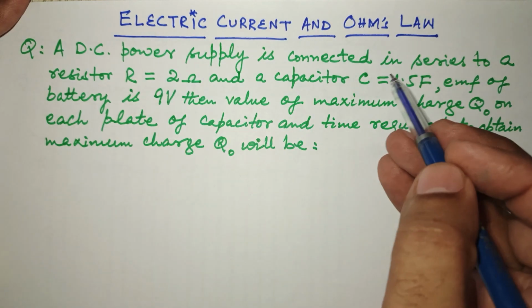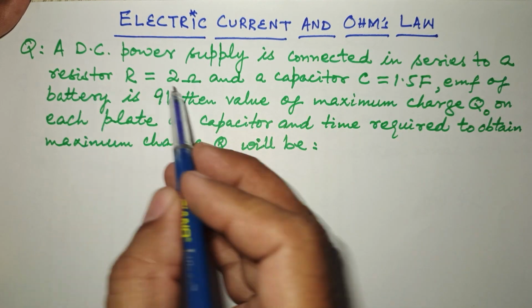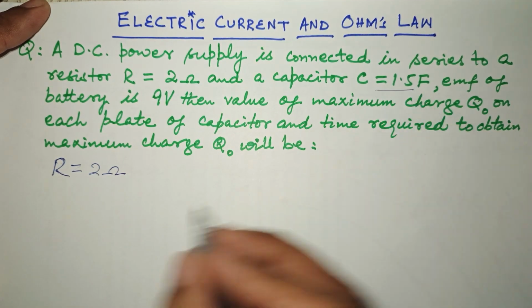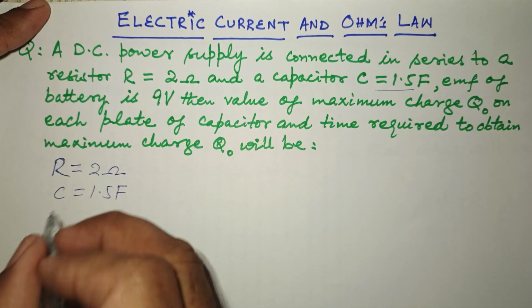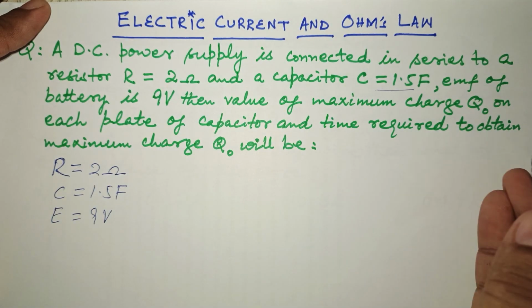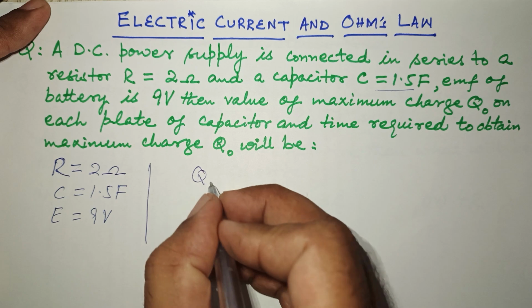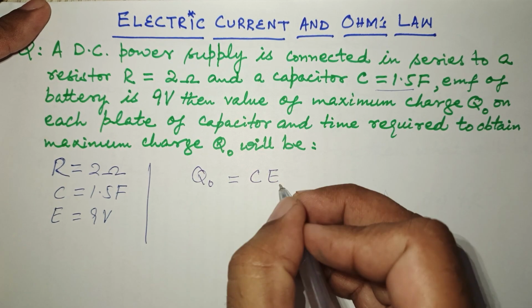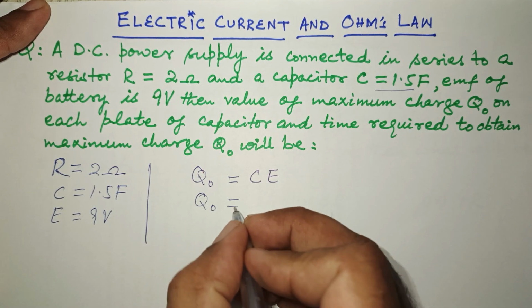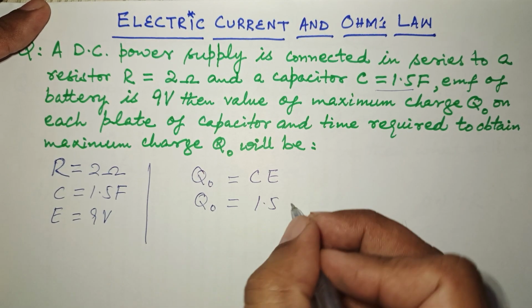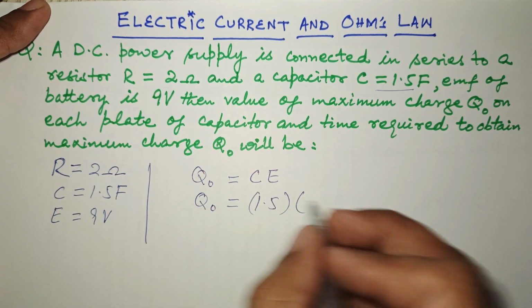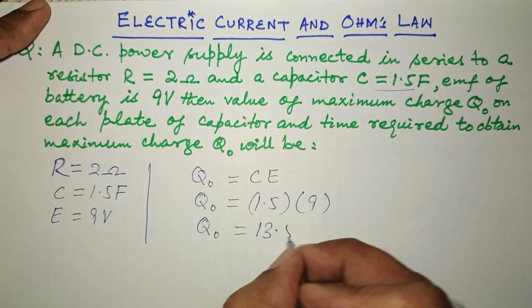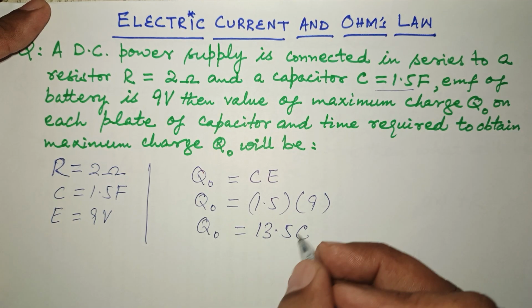A DC power supply is connected in series to a resistor R equals 2 ohm and a capacitor C equals 1.5 farad. EMF of the battery is 9 volt. Then the value of maximum charge Q naught. Q is equal to CV, but here we have maximum charge, so Q naught is equal to CE. Q naught is equal to 1.5 multiplied by 9, so Q naught is 13.5 coulomb. This is your first answer.